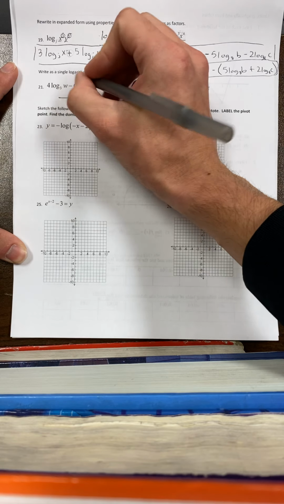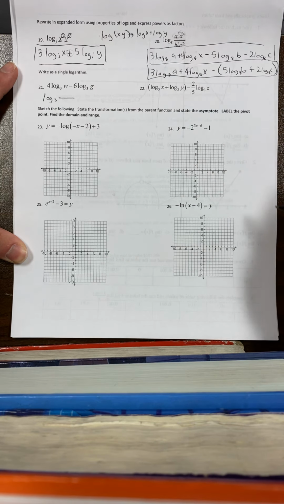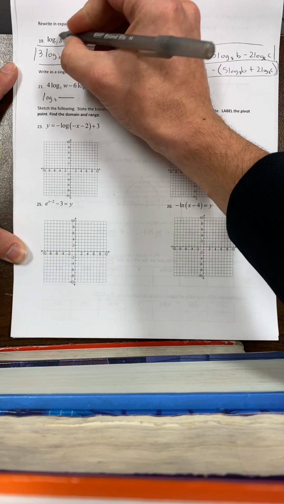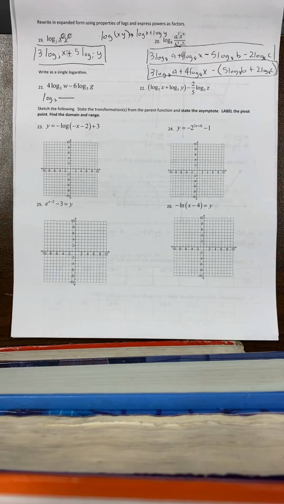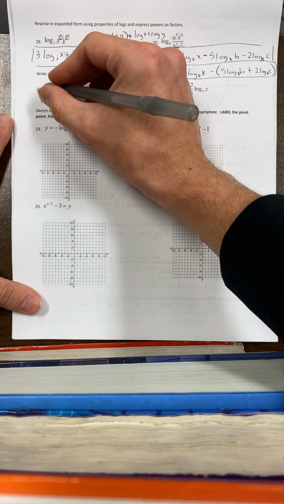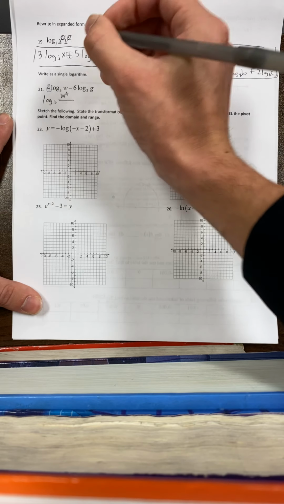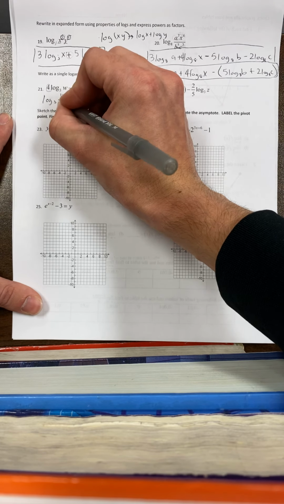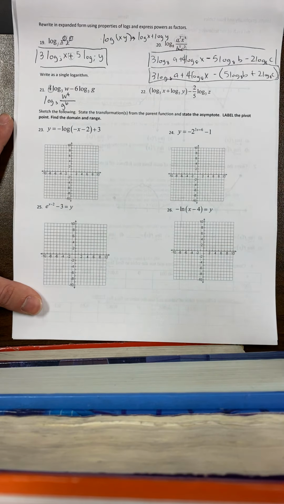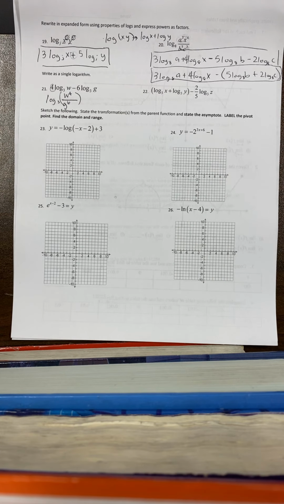I know since I'm condensing, I only want to write log base 3 one time. And then here I brought my degree down in front because I wanted to expand it. But now that I'm condensing, I want to take this coefficient and move it back as a degree. So w to the 4th over g to the 6th. And that would be our final answer for that one.